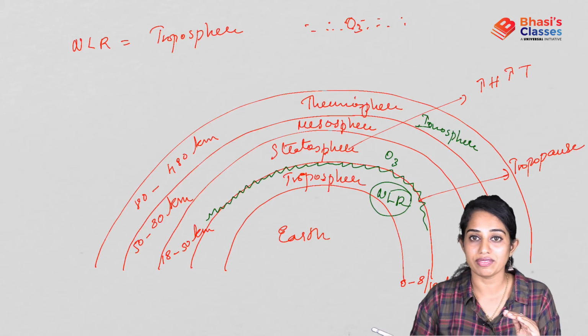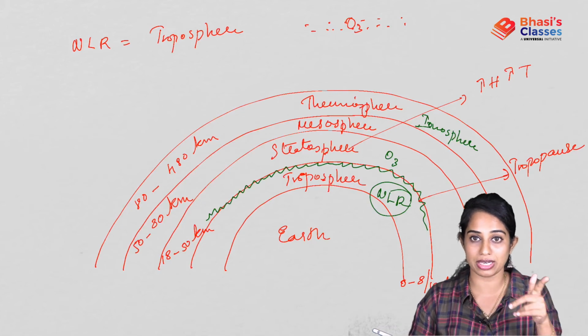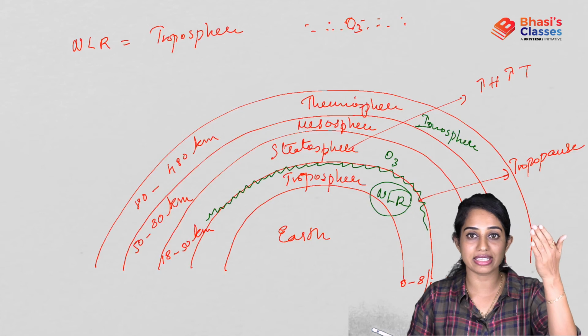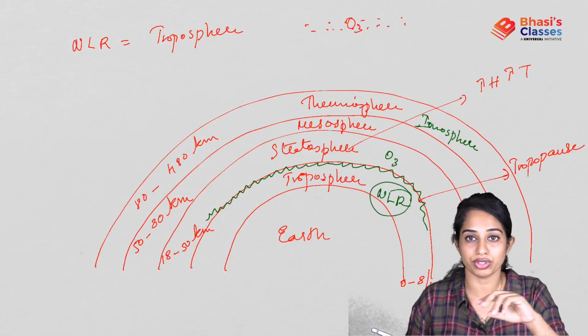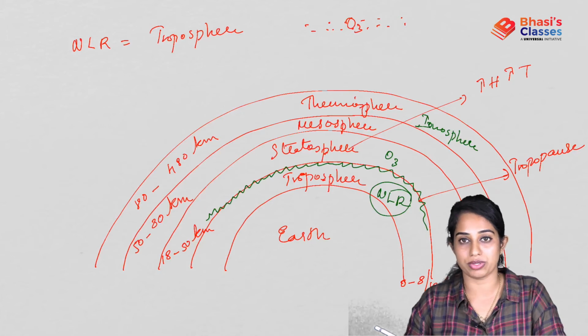So in the stratosphere, what we observe is that with increase in height, there is increase in temperature. In the troposphere, what do you observe? With increase in height, there is decrease in temperature. In the stratosphere, the increase in temperature happens because of the presence of ozone particles or the ozone layer. Now it comes to the mesosphere.